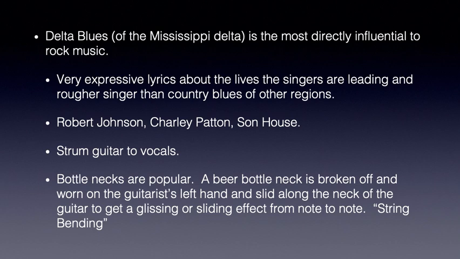Delta blues of the Mississippi Delta is a big direct influence on rock music. Very expressive lyrics. Singers have a rough tone, and it's very much region dependent. Robert Johnson, Charley Patton, and Son House are big names in the story of Delta blues. Strum guitar with vocals. Bottleneck is popular, slid up and down the neck of the guitar.